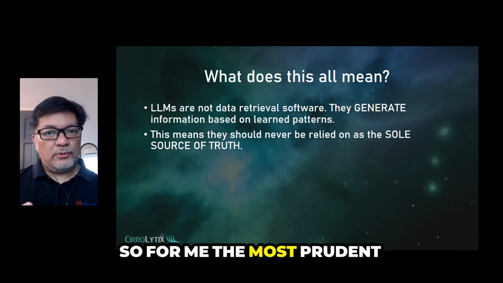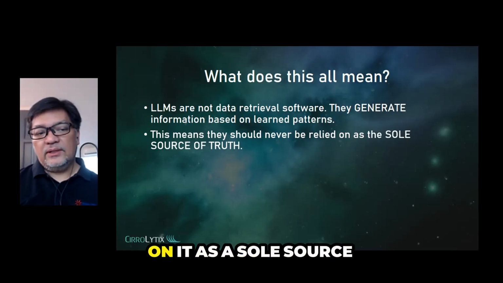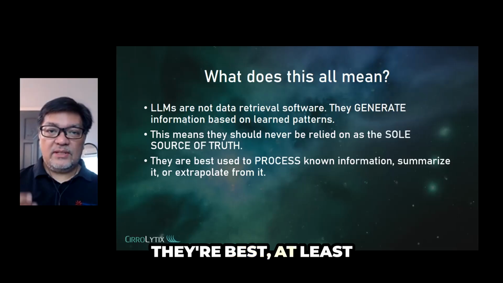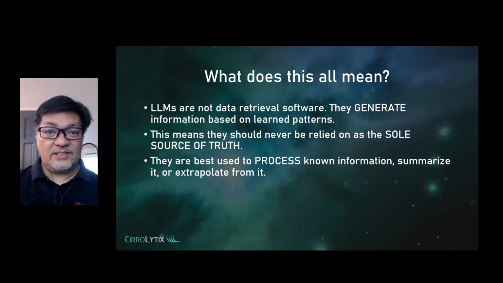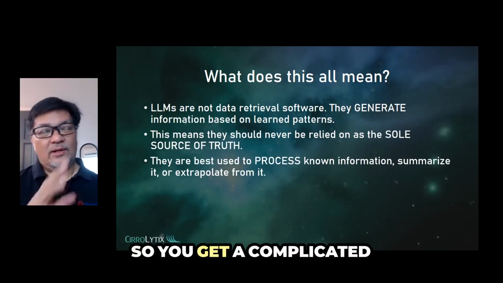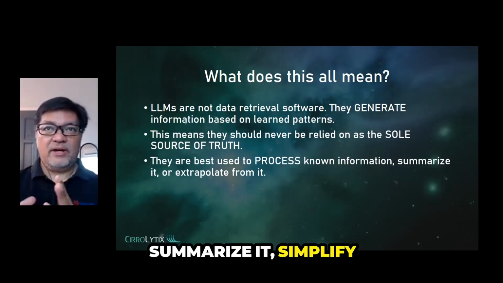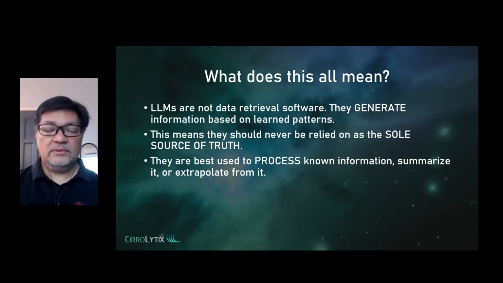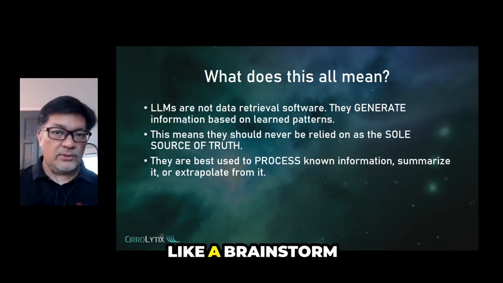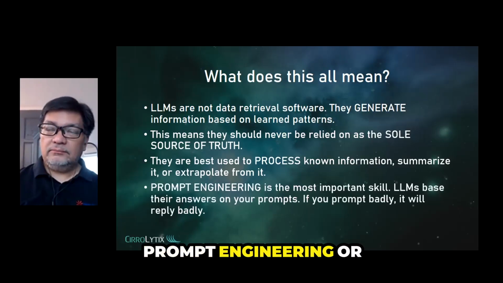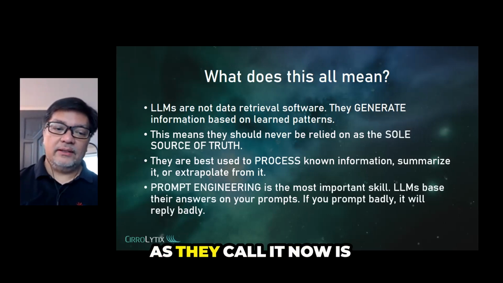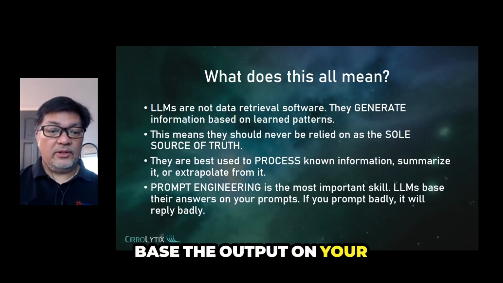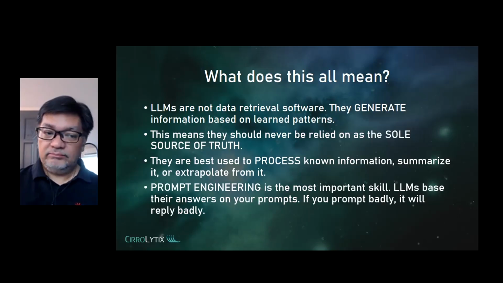So for me, the most prudent approach is never rely on it as a sole source of truth until further notice. They're best, at least for me, used as a way to process known information. So you get a complicated piece of information, summarize it, simplify it, transform it using AI, or you can extrapolate new information from it, something speculative like a brainstorm. Prompt engineering, or context engineering as they call it now, is still the most important skill because that's the input. Large language models base the output on your input. So if your input is bad, the output will be bad.